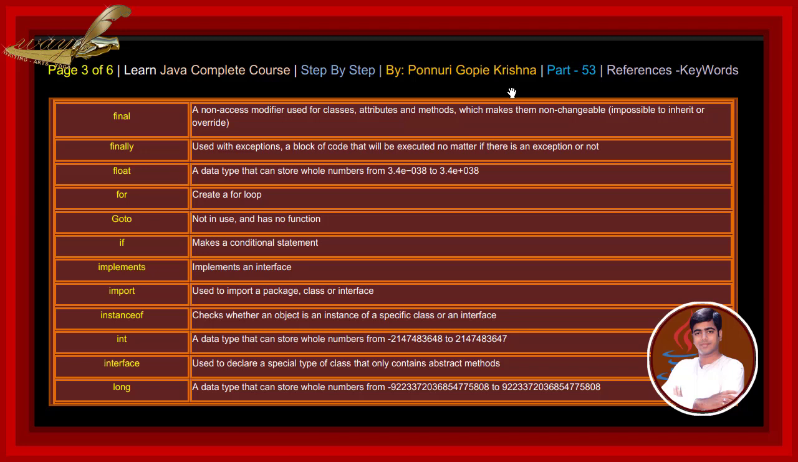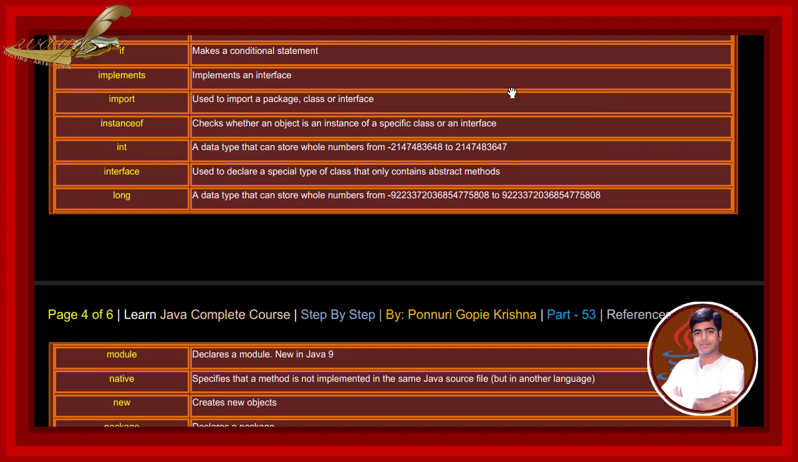Int keyword, a data type that can store whole numbers from -2147483648 to 2147483647. Interface keyword, used to declare a special type of class that only contains abstract methods. Long keyword, a data type that can store whole numbers from -9223372036854775808 to 9223372036854775807.